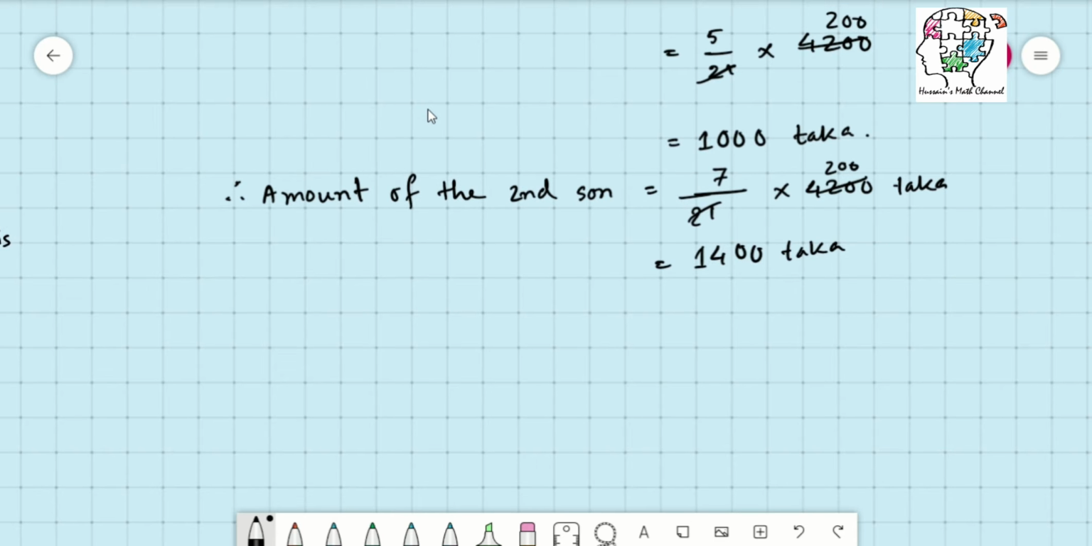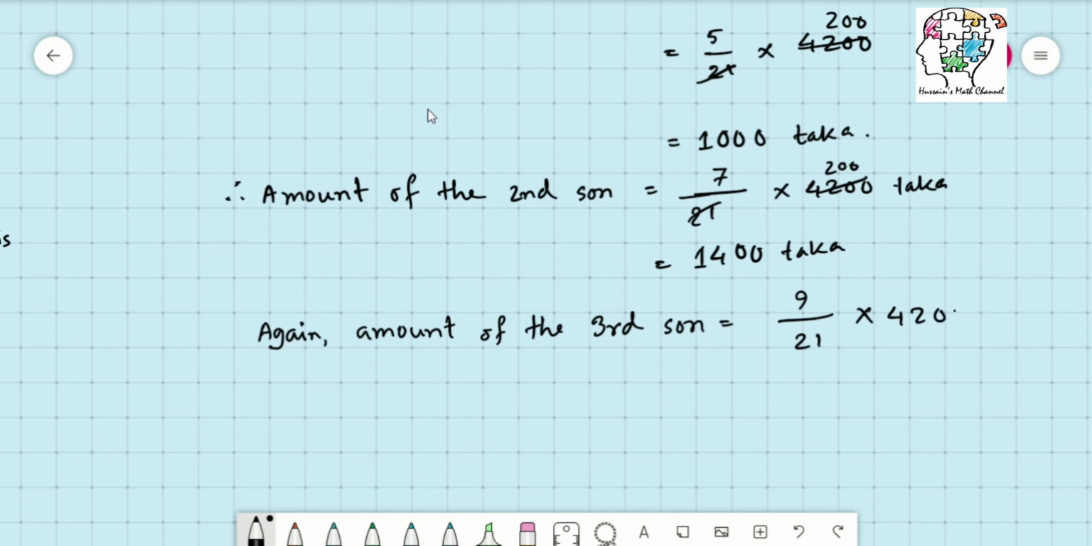Now it is time to find the amount. Finally, again, the amount of the third son will be 9 divided by 21 times 4200 taka.